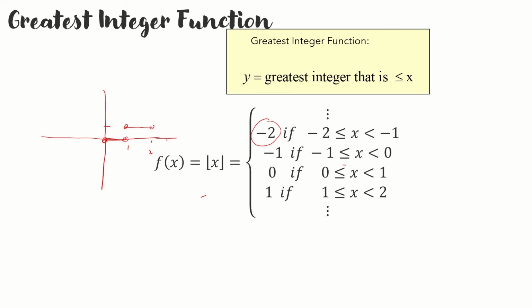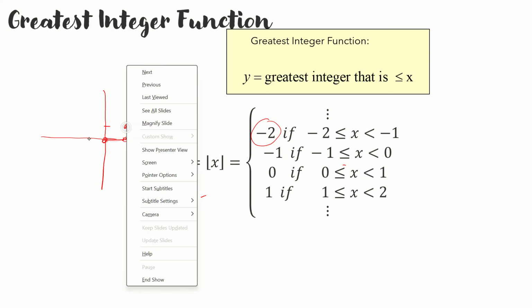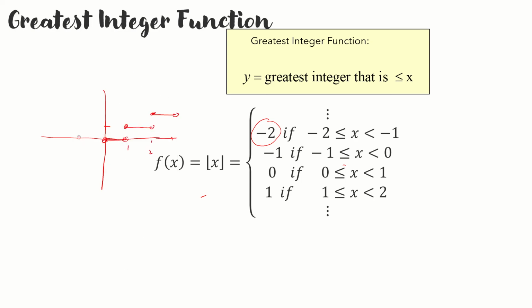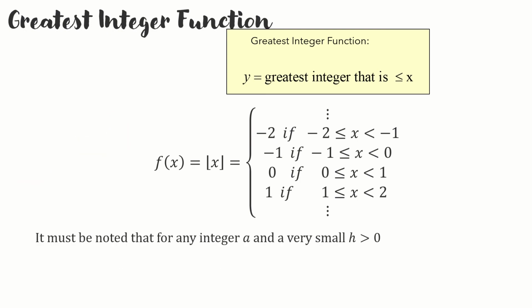Similarly, for 2 to 3, the graph will be starting from here and open part here. This will be bold, keeping in mind. This part will be bold. This part will be bold. And so on. The same thing, the graph will be going here, then we have here, then we have here. This is the graph of what? Greatest integer function.